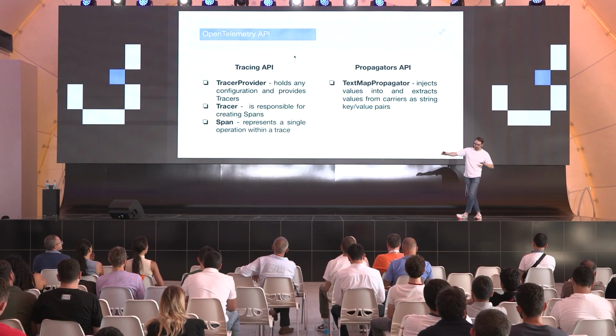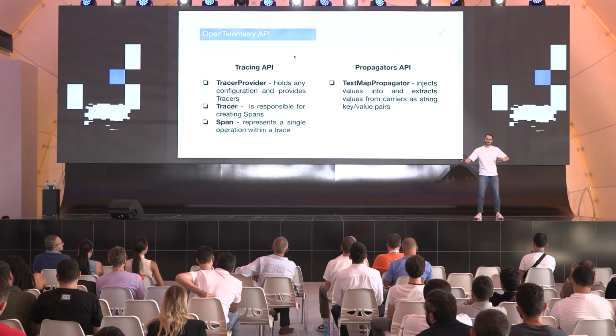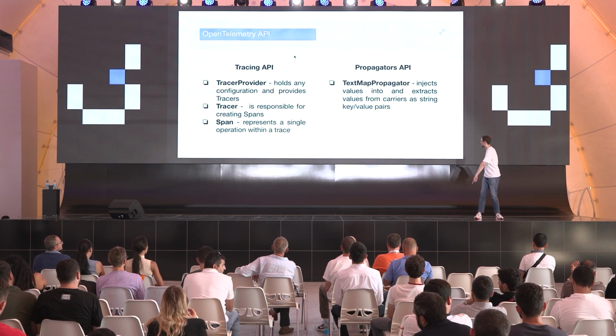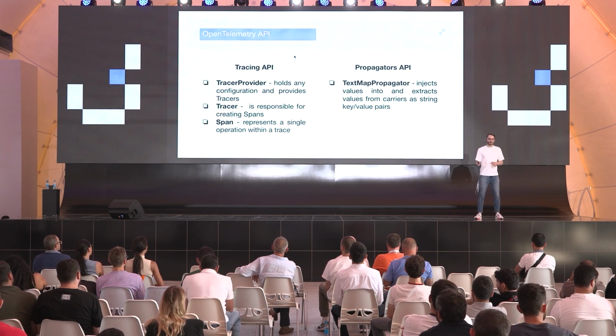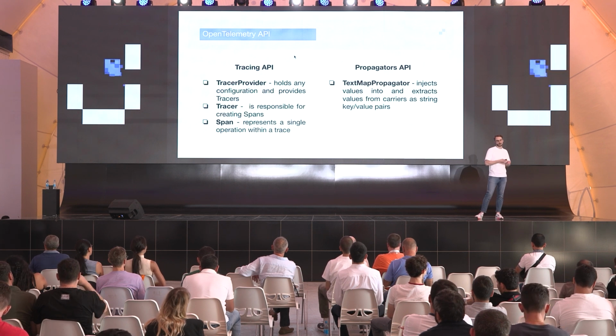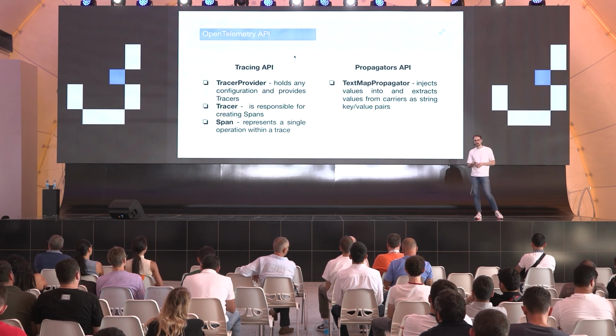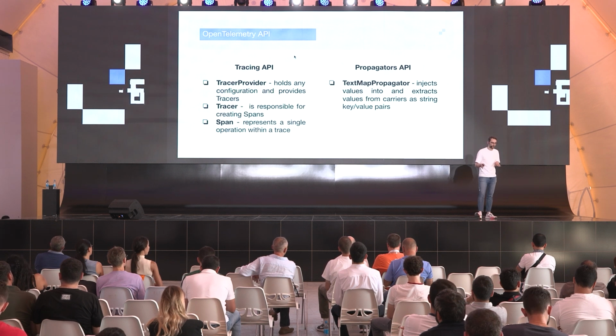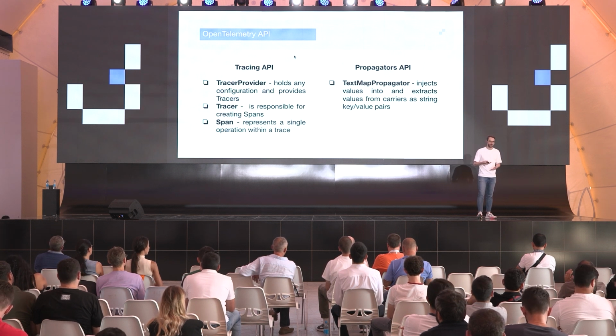The second one, span context propagation. The second one is to move span context between services. So, okay. For the first one, we need to work with the tracing API.